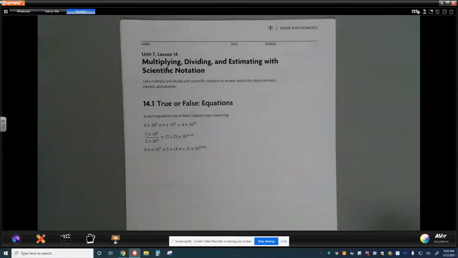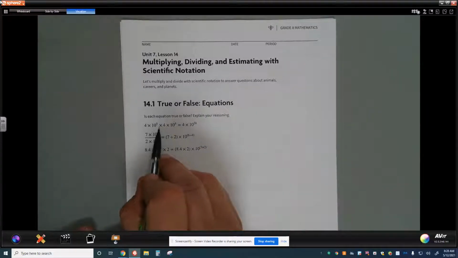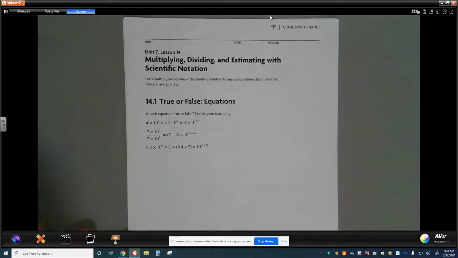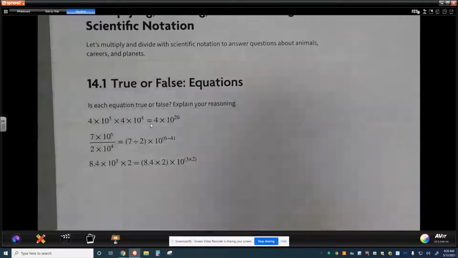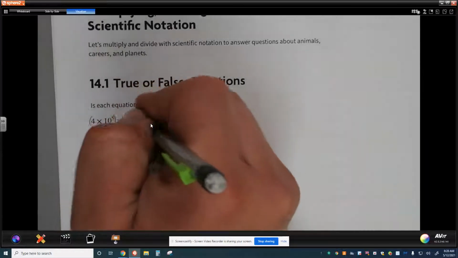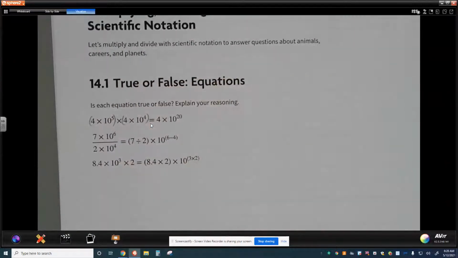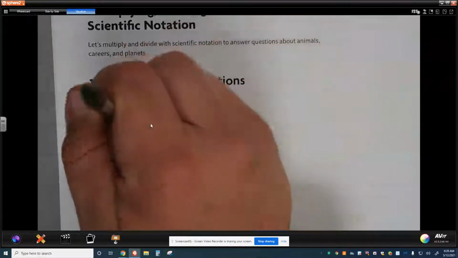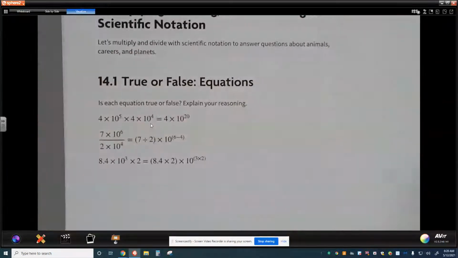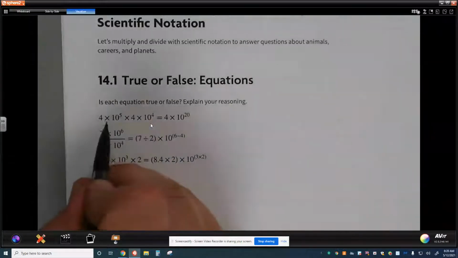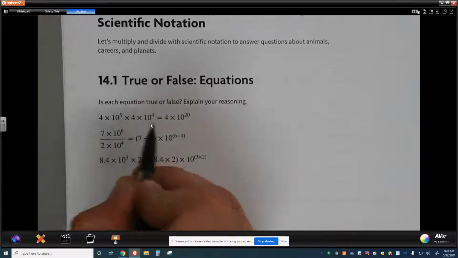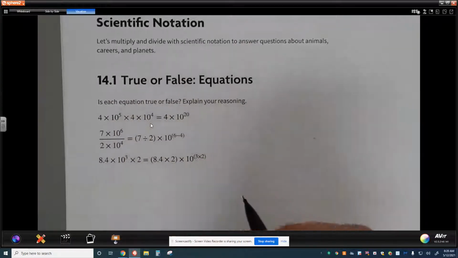To get us started, we need to know, are these equations true or false? As we look at them, let's explain some reasoning. When we look at these two values, we can think about these as two independent expressions in scientific notation. But at the same time, we can look at them as just independent values because the operation is just multiplication. If I go 4 times 10 to the fifth times 4 times 10 to the fourth, do I get 4 times 10 to the 20th power?